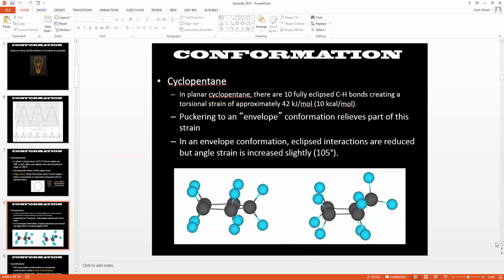In cyclopentane, if we were to look at it just as a planar molecule, there are 10 fully eclipsed carbon-hydrogen bonds that create torsional strain, 42 kilojoules per mole or 10 kcal per mole. If we pucker that into an envelope, this conformation relieves part of this strain. But an envelope conformation means that the eclipsed interactions are reduced, but the angle strain is increased slightly. So what you're seeing here is an example of trade-offs. We slightly increase angle strain, but we reduce our eclipsed interactions.